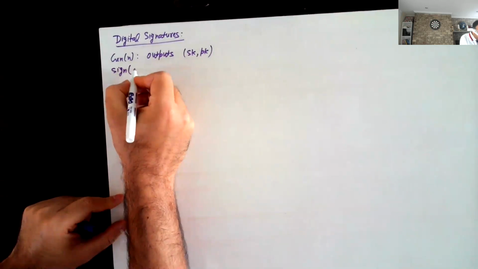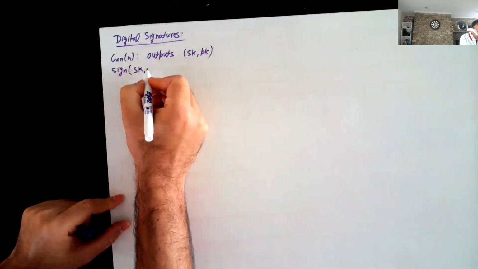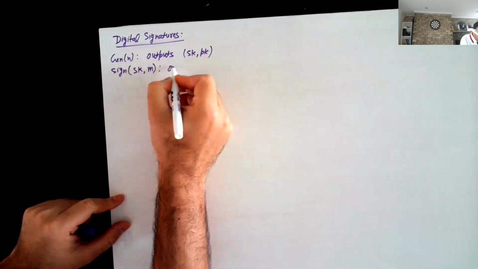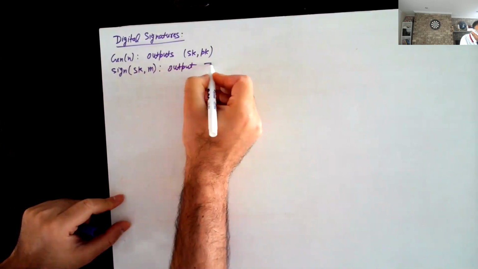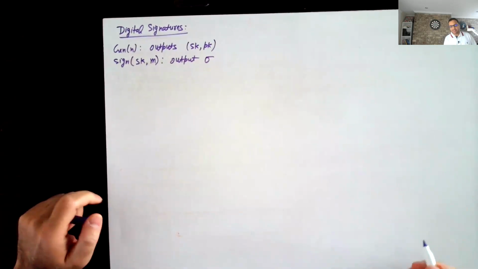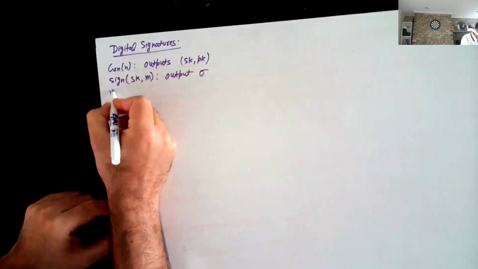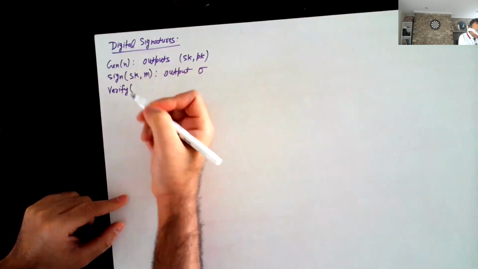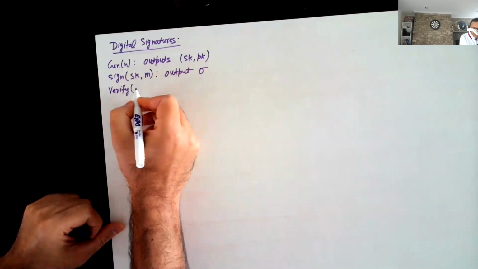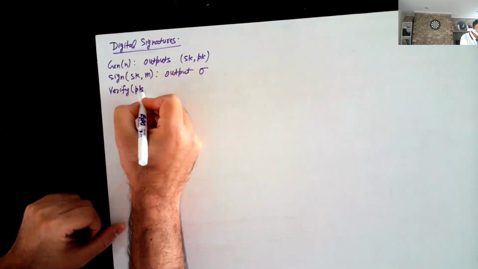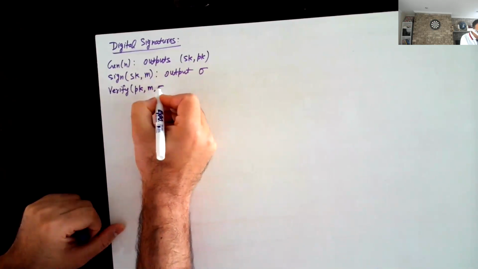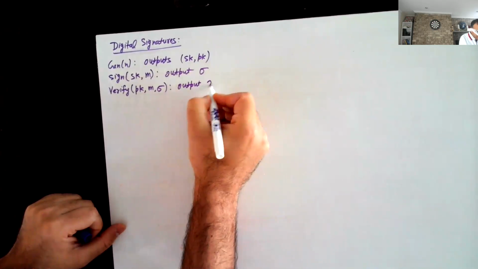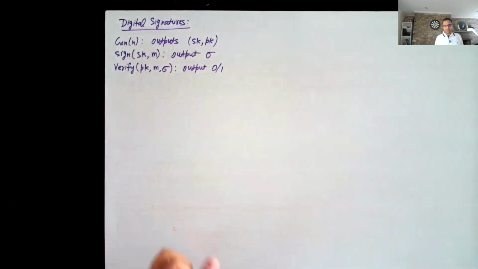And then let's say you want to sign a message M. Then you would use your secret key SK and the message M, and this algorithm would output a digital signature, which we will denote by sigma. And then finally, similar to MACs, we will have an algorithm which is called the verify algorithm. This algorithm does not take the secret key. Instead, it will take the public key as input, it will take the message, and it will take the signature, and it will output 0 or 1, accept or reject.